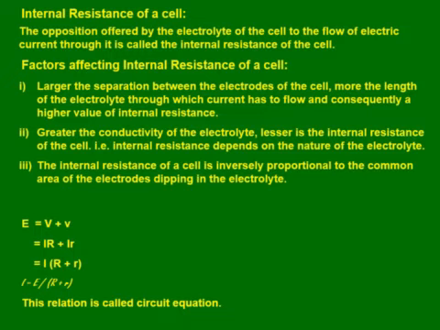Here I'll talk about EMF. E is equal to V plus v. What is capital V? Capital V is the potential difference across the external resistance, and small v is the voltage lost within the cell. So you can write this as IR plus I into small r. I is the current drawn, so I is equal to E divided by R plus r.